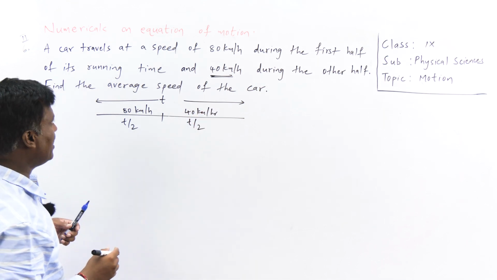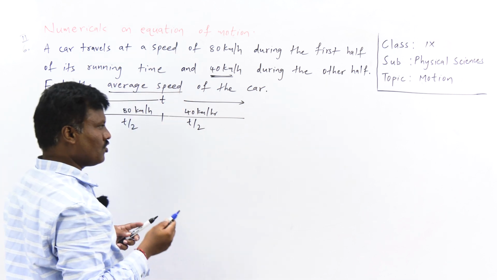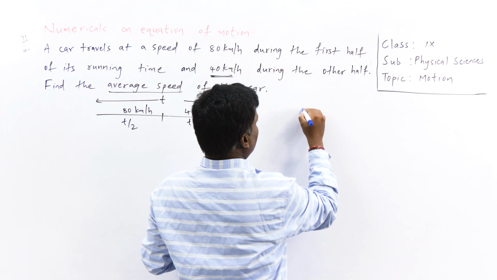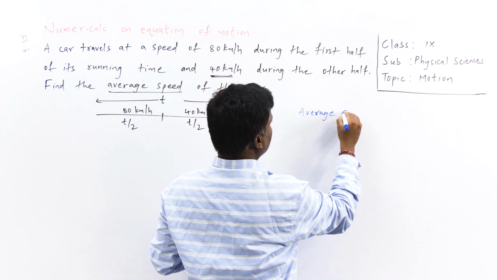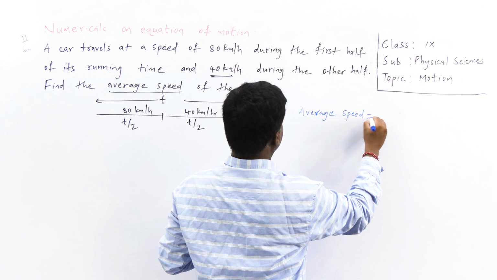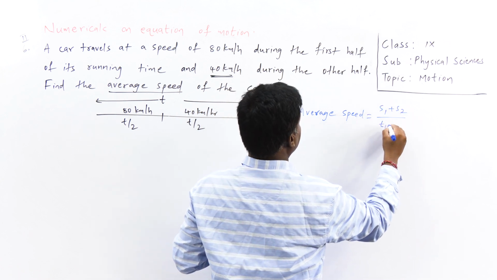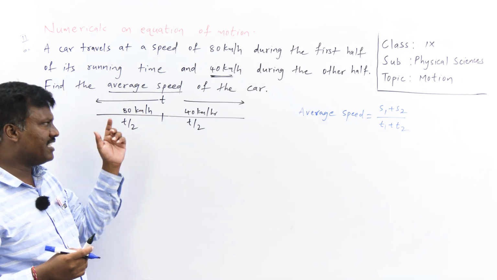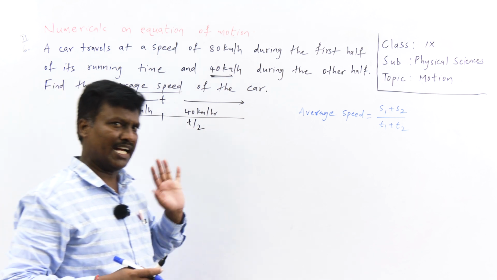So what do we have to calculate? We have to calculate the average speed of the car. To find the average speed, we actually learnt three formulas. What is the formula we learnt? Generally, average speed is equal to total distance by total time. Here the journey is divided into two parts, so we can use (S1 plus S2) by (T1 plus T2). But S1 and S2 are not given. To find S1 and S2 and substitute in that formula takes time, a lengthy process.